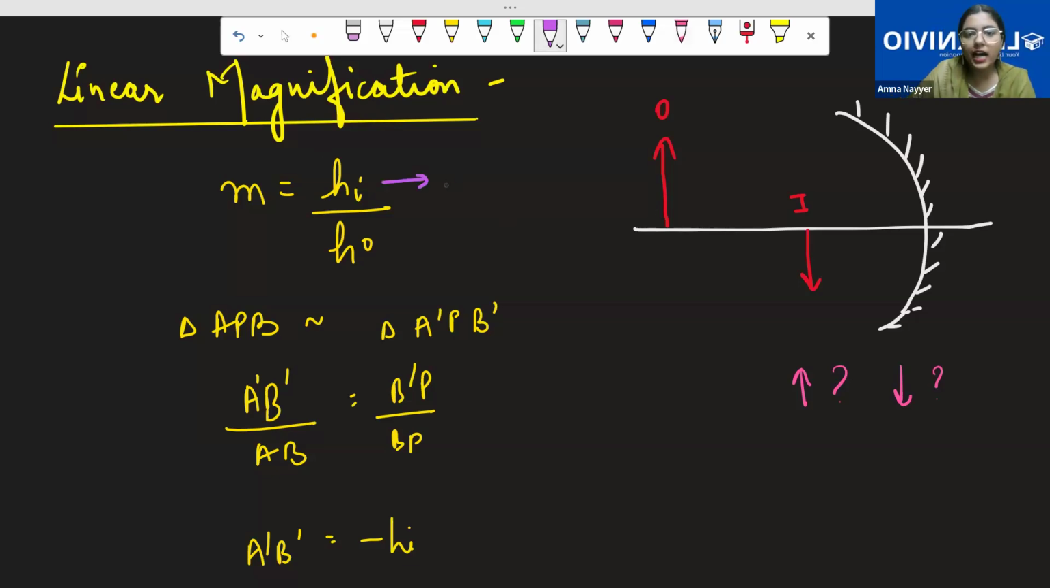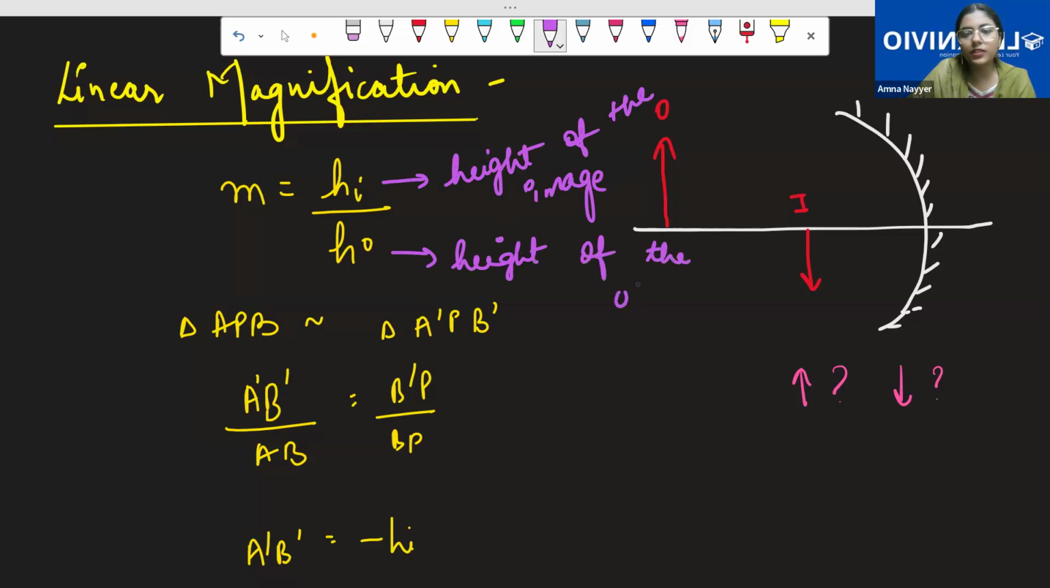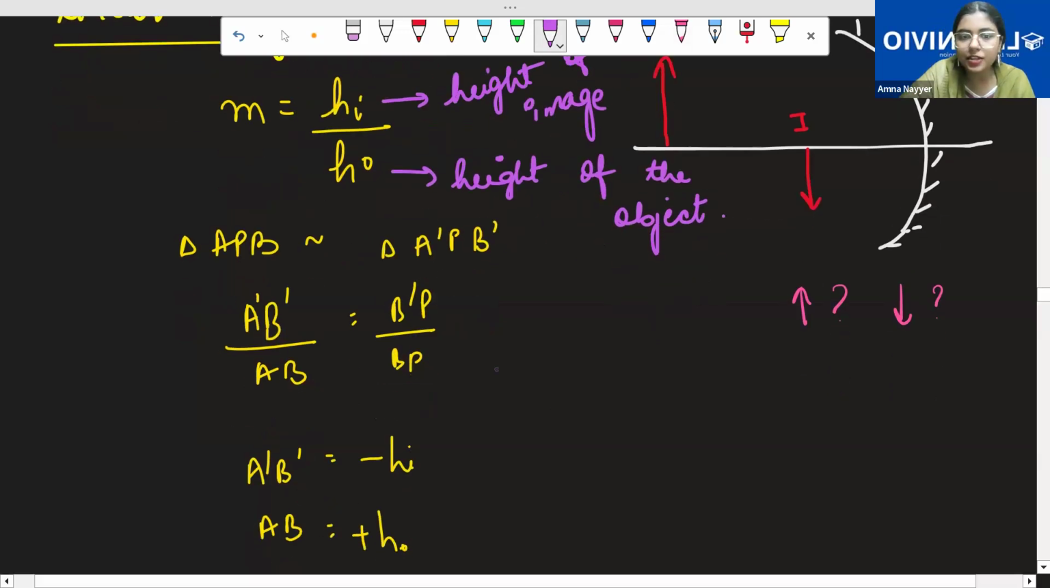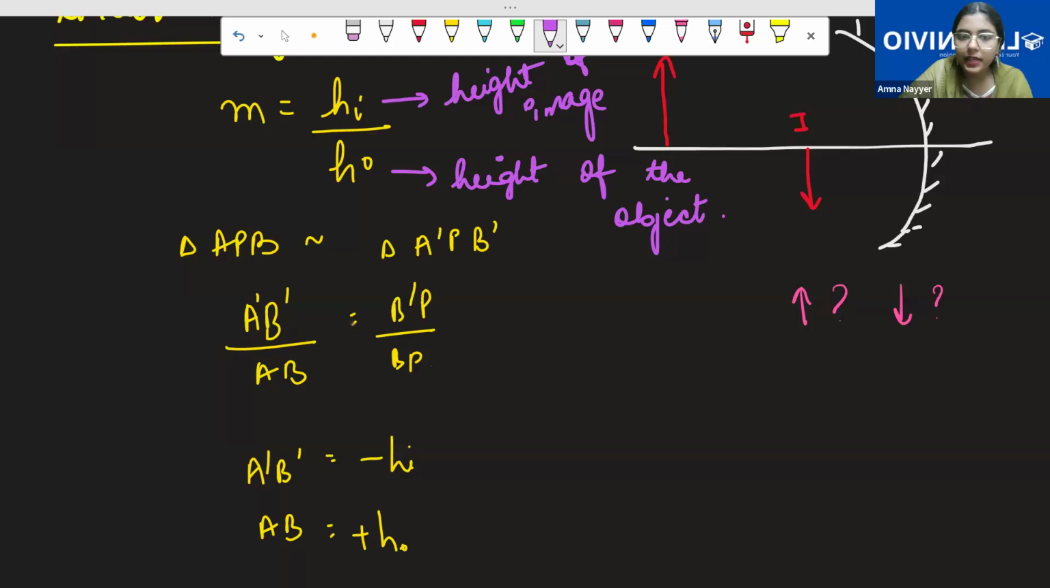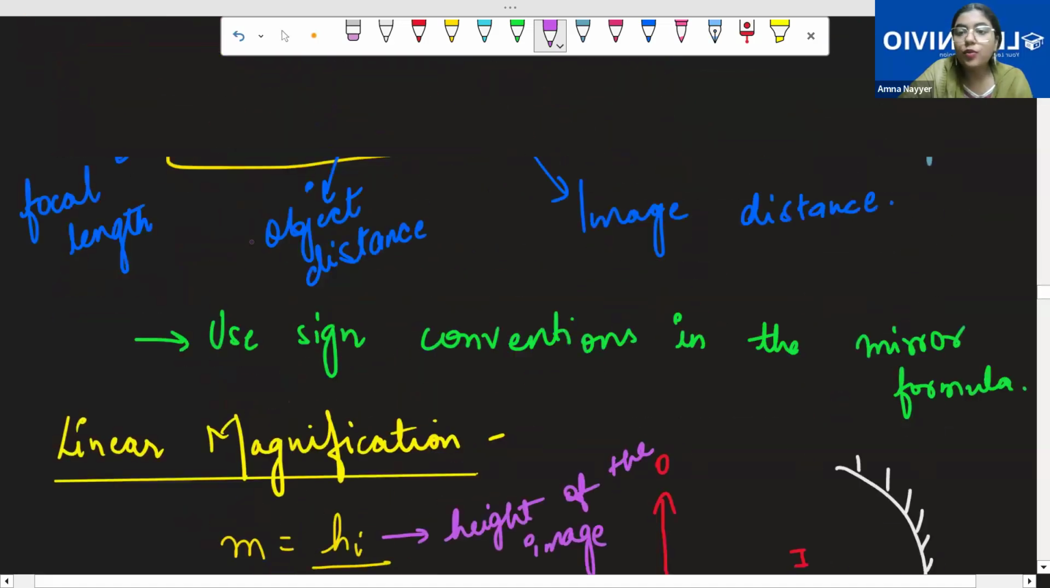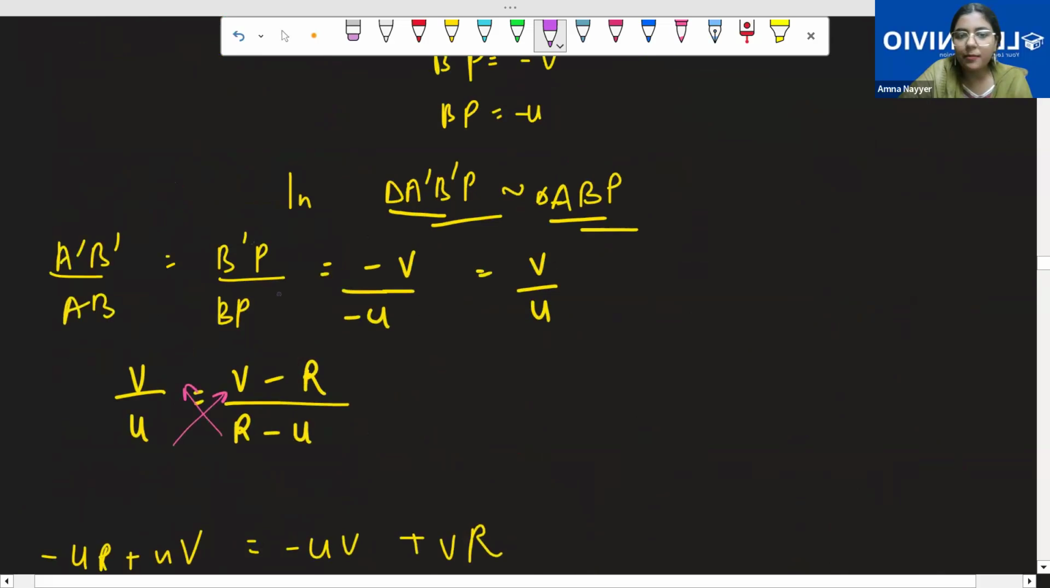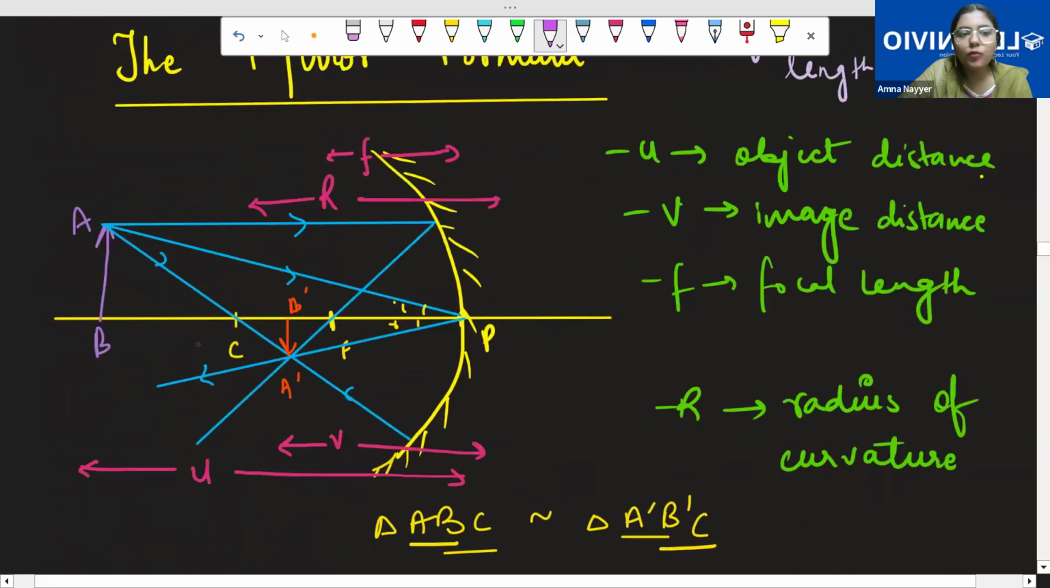Remember, it's the ratio of the height of the image to the height of the object. So from the same derivation, where we had APB similar to A'PB', A'B' by AB was equal to B'P by BP. Remember, here we discussed this is minus V by minus U. See, A'B' was what? From the figure, this equation I'm referring to, minus V by U. Now, from the figure, what was AB?